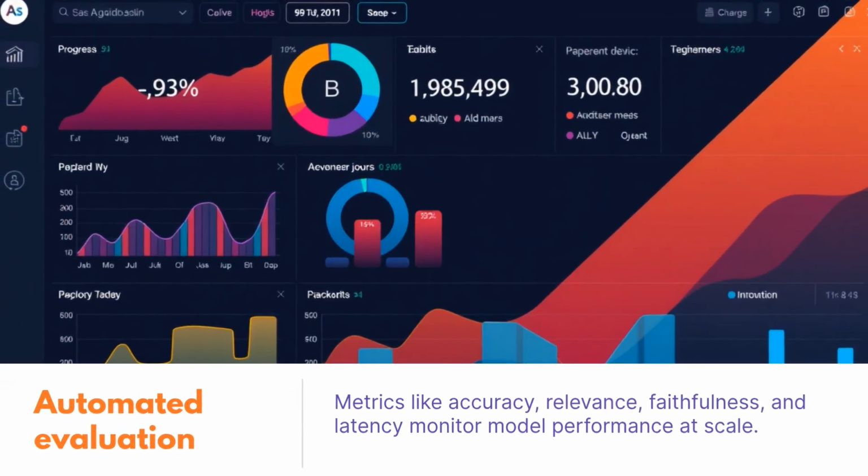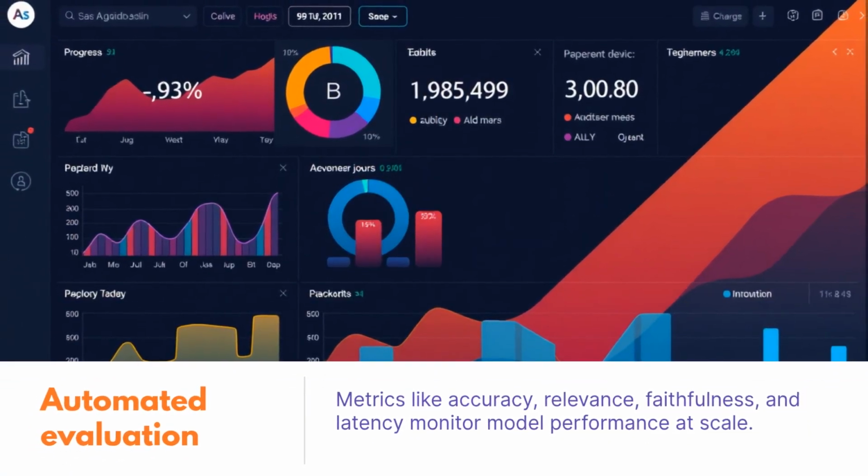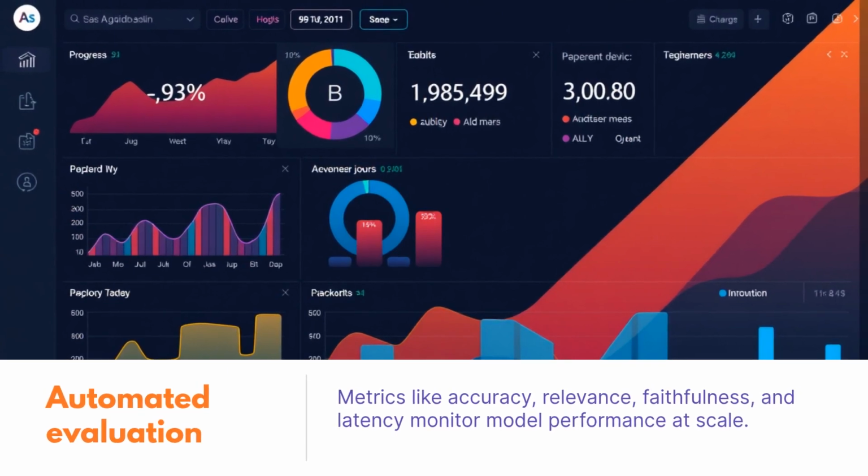Automated evaluation systems attempt to measure model performance using predefined metrics. Some common metrics include answer accuracy, relevance to the question, faithfulness to retrieved documents, response latency. These metrics help teams monitor how their systems behave at scale.